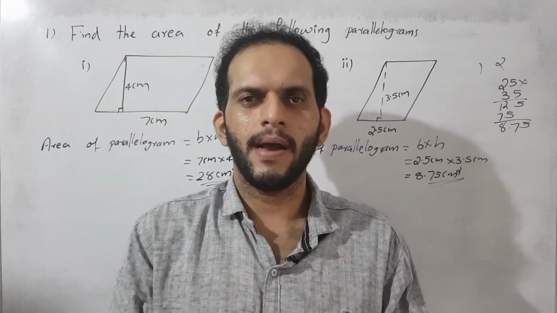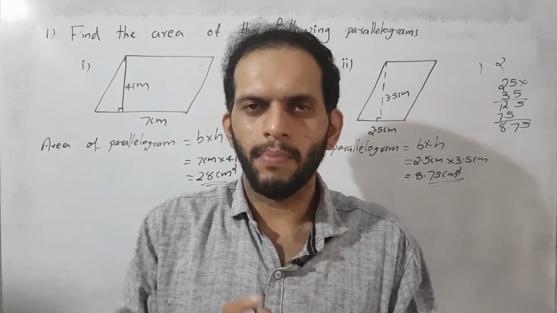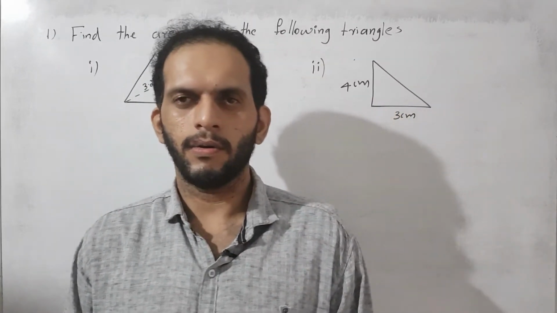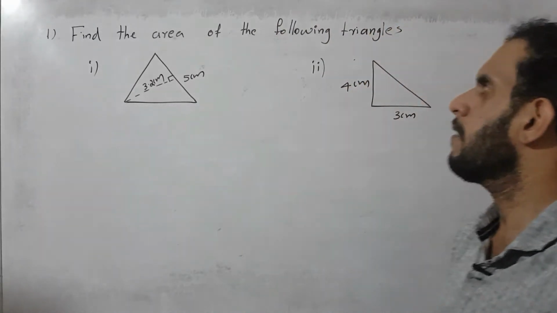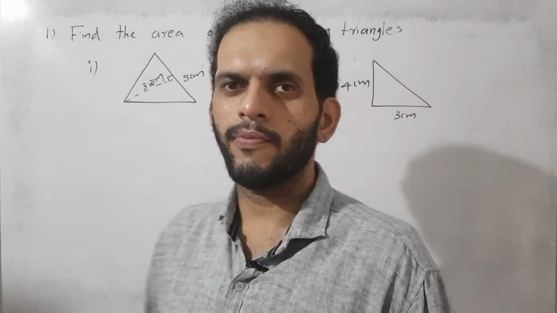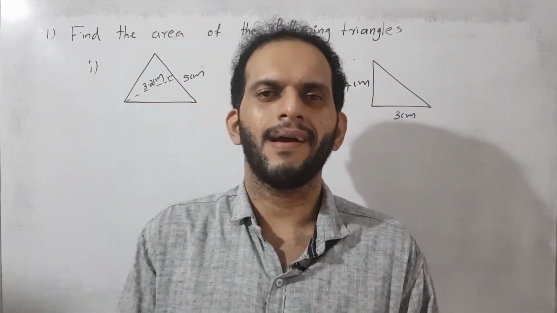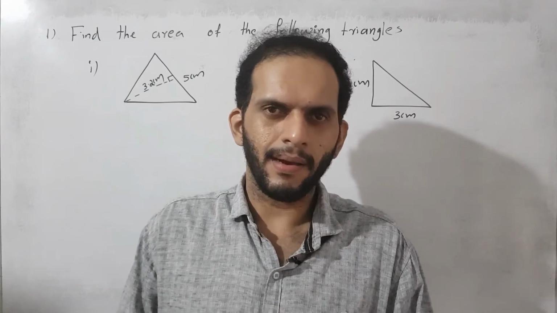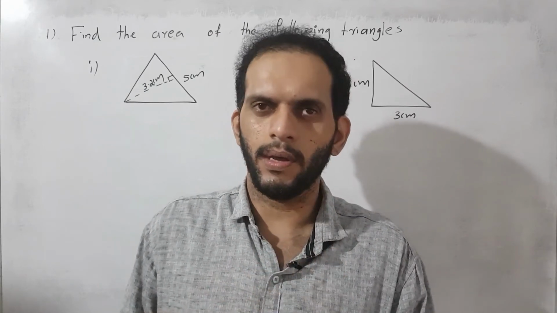Okay, it's a direct question. If the base and height are given, then that is how to find the area of a parallelogram. I think you got it. The next example is based on the area of a triangle. The question is: find the area of the following triangle. Here we know the equation of area of triangle. Yes, area of triangle is equal to half into b into h. B is base and h is the corresponding height.